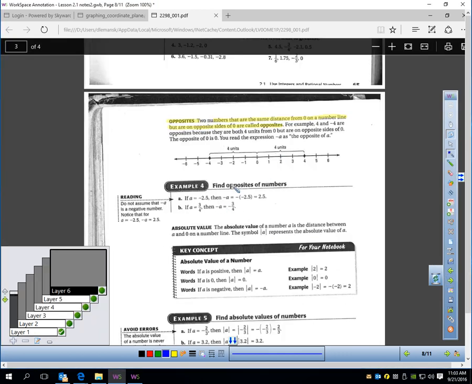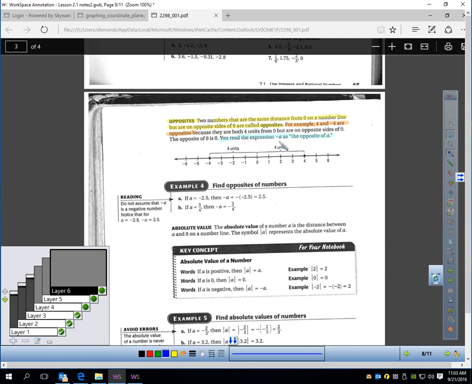All right, opposites. Two numbers that are the same distance from 0 on a number line but are on opposite sides of 0 are called opposites. Here would be a little picture example. The numbers 4 and -4 are opposites. Do you notice how one's positive, one's negative, and they're both 4 away from 0? So 4 and -4 would be the examples of that.